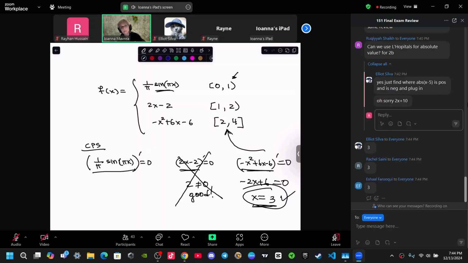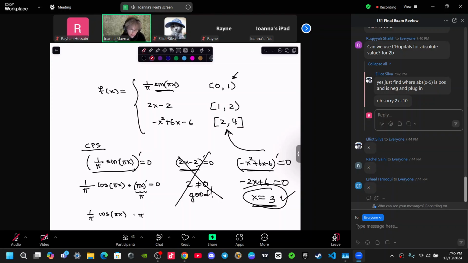1 over pi doesn't bother me. It's just a constant. It's left alone. It's a constant factor. Don't use the product rule here. That would be overkill. The derivative of sine of stuff is cosine of stuff times the derivative of the stuff. The derivative of the stuff is the derivative of pi x. The derivative of pi x is pi, right? So I have 1 over pi cosine of pi x, and outside I have another pi.